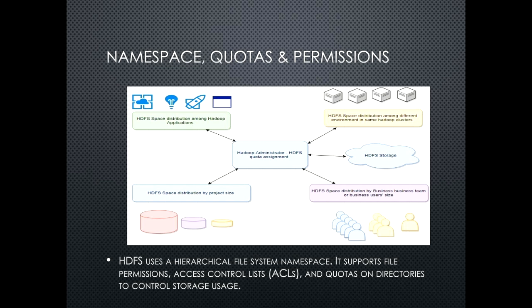So HDFS uses a hierarchical file system namespace. As you are already aware, the namespace is nothing but all the files and directories of the file system under one name. It supports file permissions, access control lists, which are also called ACLs. You will hear this term frequently, so you need to remember it. It also supports quotas on directories to control storage usage.